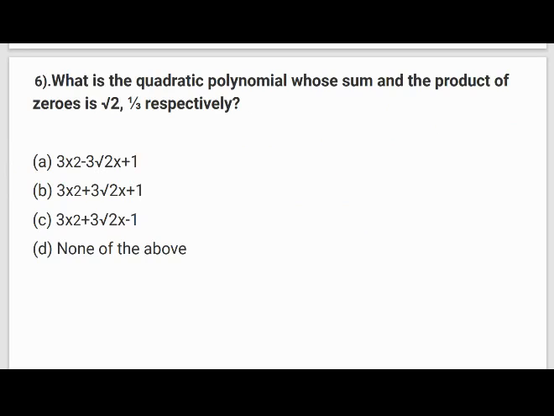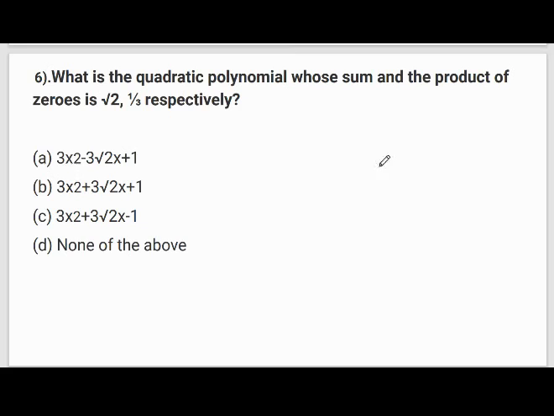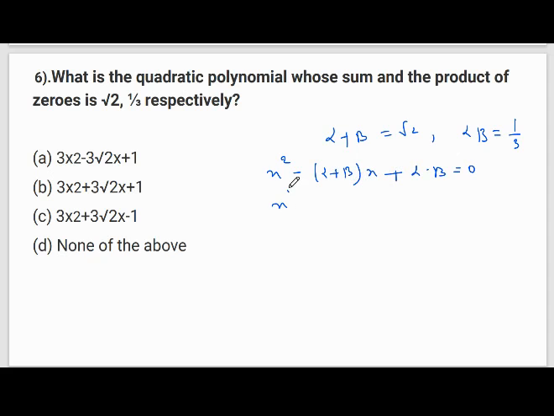Let's look at question number 6. What is the quadratic polynomial whose sum and product of zeros is under root 2 and 1 by 3? Given here, alpha plus beta is equal to root 2, and also alpha into beta is equal to 1 by 3. We apply the standard formula to find the quadratic equation: x square minus alpha plus beta into x plus alpha into beta is equal to 0. Put the value of alpha plus beta, root 2x, and alpha into beta is 1 by 3, is equal to 0.